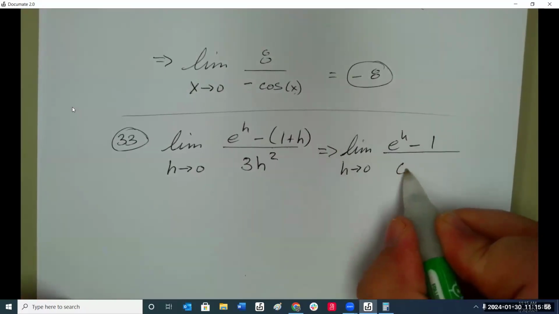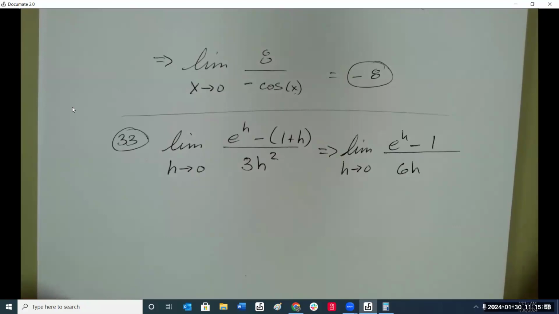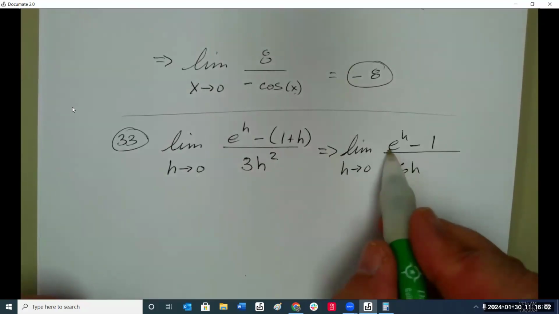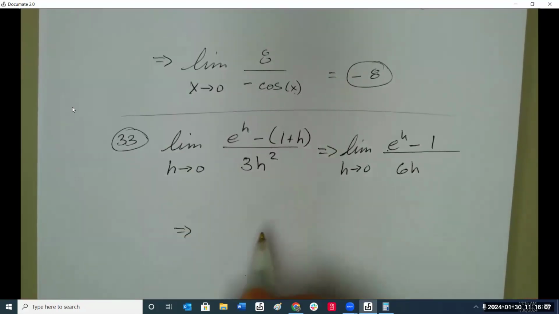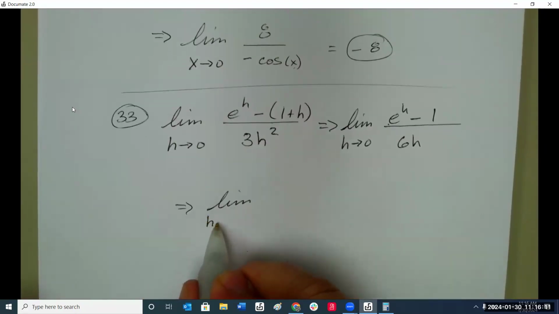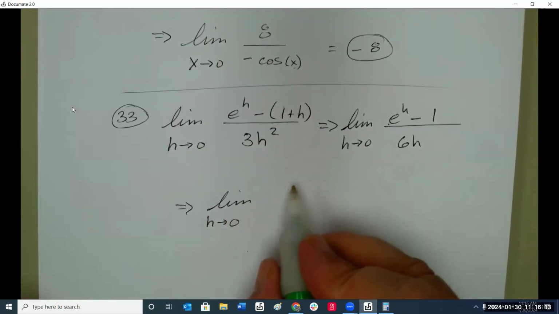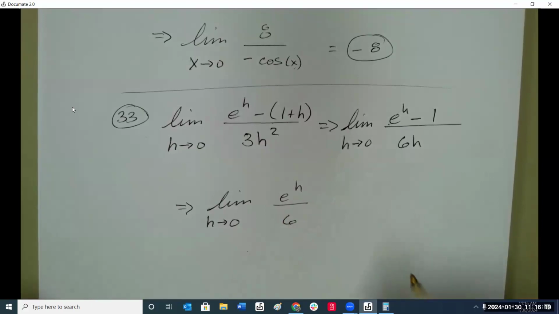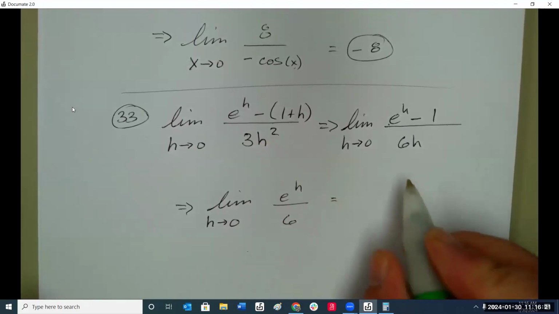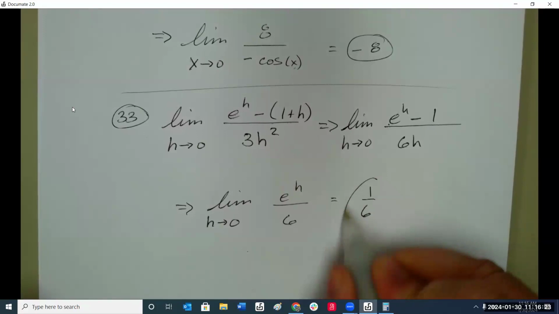Derivative of 3h squared is 6h. So we still get a 0. We get 0 over 0, so we have to do it again. You have to do it again until it's no longer 0 over 0. So we get e to the h over 6, which makes it 1/6.